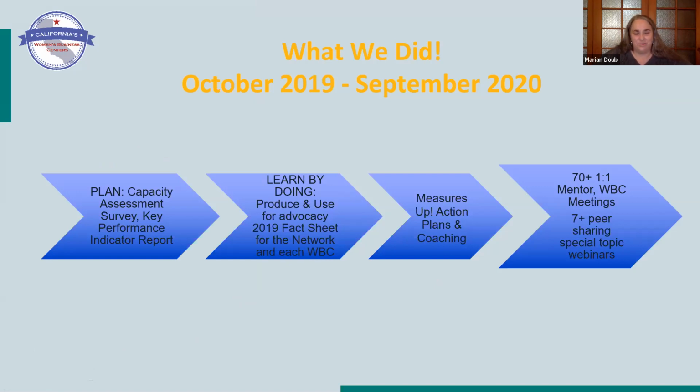So as you can see, we had planning and capacity assessment, that was back in November 2019, and then we did a lot of learning by doing, producing the fact sheets for use in immediate advocacy at the state level. We had a deadline. There were some big state level advocacy pushes and campaigns happening. So the WBCs each had a fact sheet, and then the network had a fact sheet. We'll take a look at those in a moment.